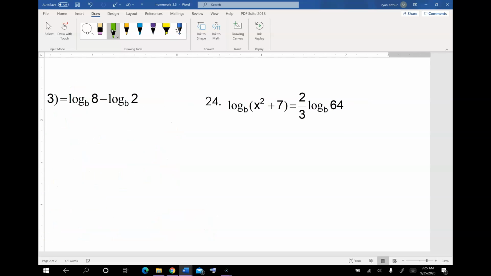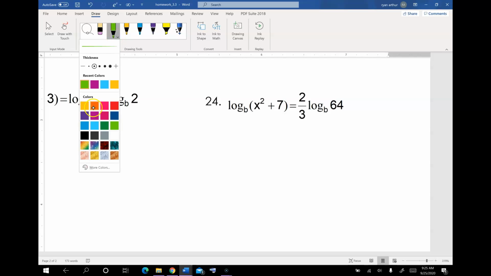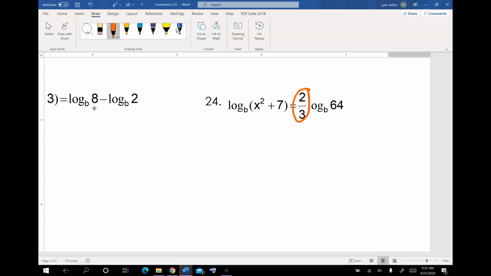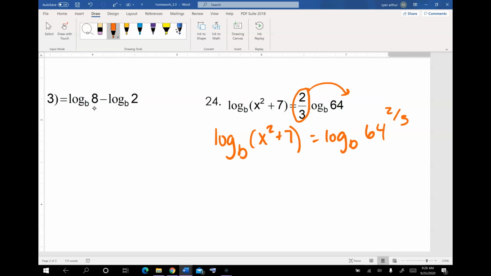Let's do 24. All right, 24, they're single logs, right? But I told you, anytime there is something in front of log, you have to get rid of it. So we have to get rid of this 2/3 and make it an exponent. So now I have log base b of x squared plus 7 equal to log base b of 64 to the 2/3. Well, you can type 64 to the 2/3 and I get it to be 16.